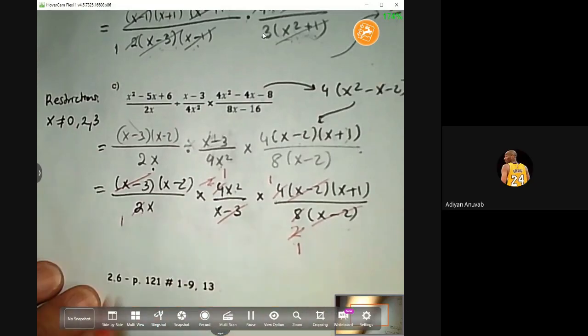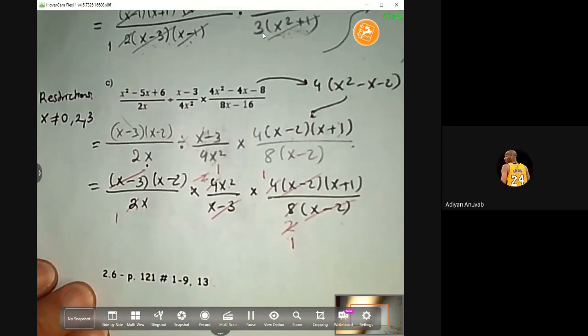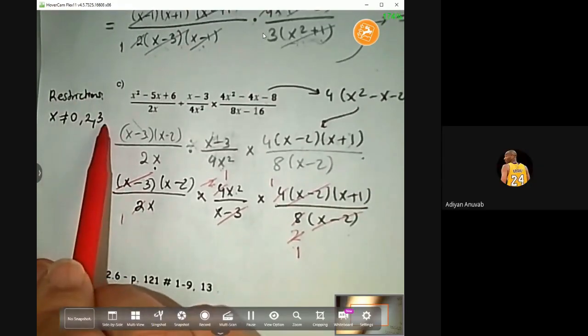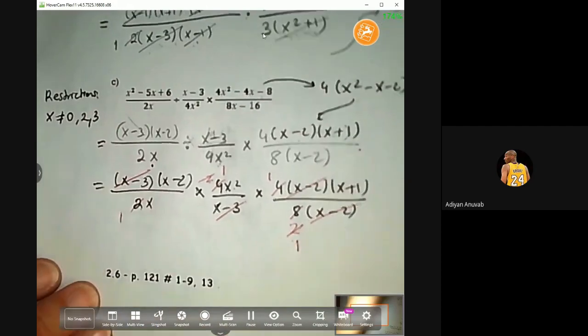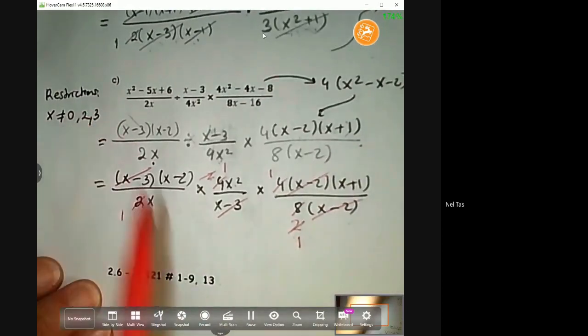Miss Nath? Yes. Isn't a positive 3 gonna be a restriction? Yeah, it is. Oh, okay. Sorry, I couldn't see it because of the angle. My bad. Oh, okay. Yeah, it is there.